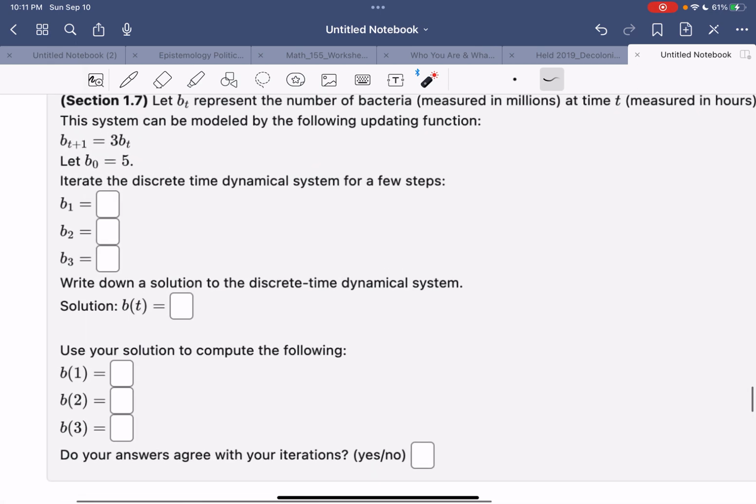Okay, here's the exact same idea. You can try this, but we'll just look. To update, you multiply by 3. So my initial is 5, multiply by 3, that's 15. Multiply by 3, 45. Multiply by 3, 135.